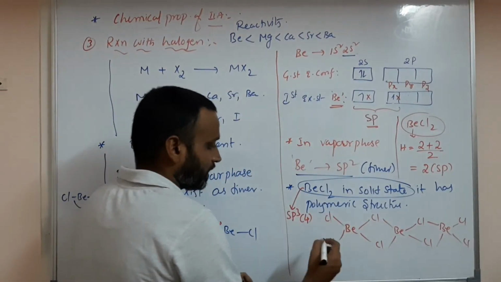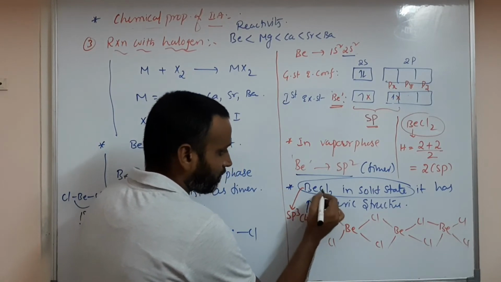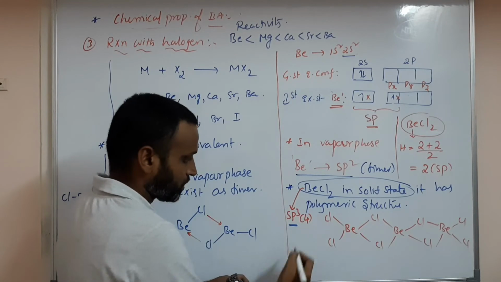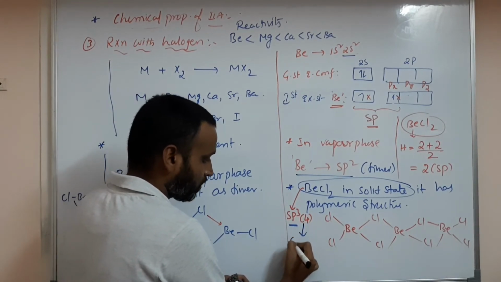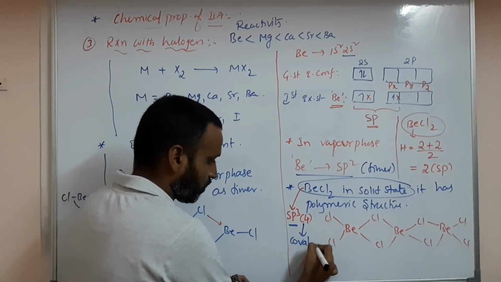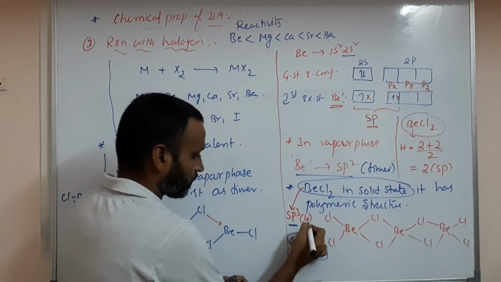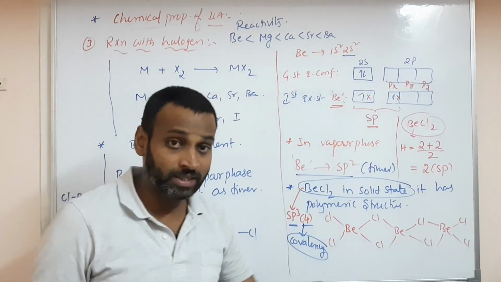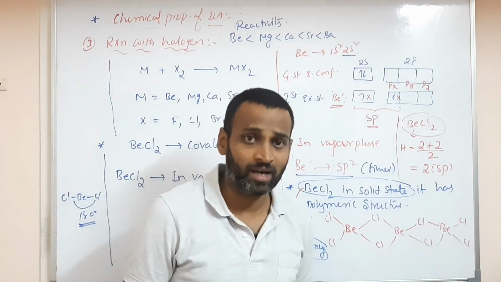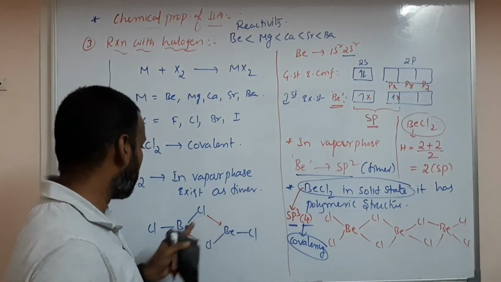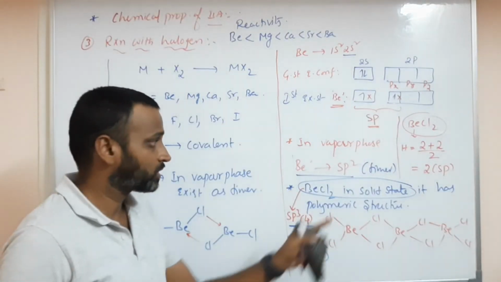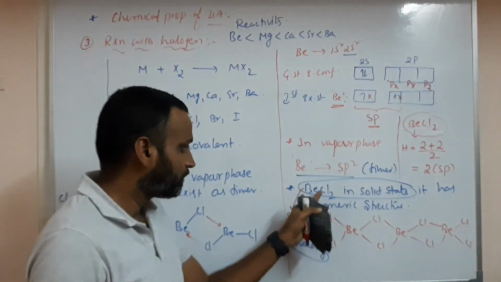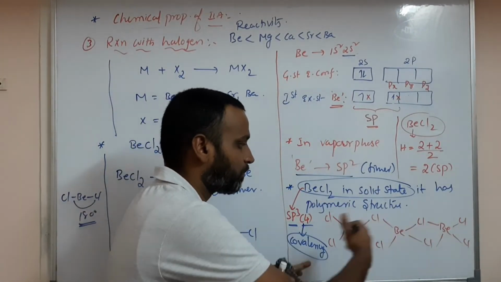So what I am telling you here is that BeCl2 in the solid state, that beryllium has sp3 hybridization and has how many bonds? 4 bonds. So here what is the covalency? Covalency is 4, so it becomes non-planar. BeCl2 is planar in the vapor phase as a normal monomer, because sp2 means trigonal planar, but BeCl2 in the solid phase exists as a polymer like this.